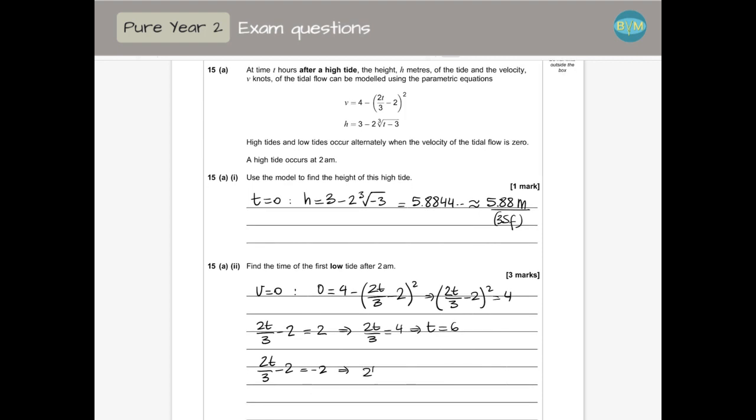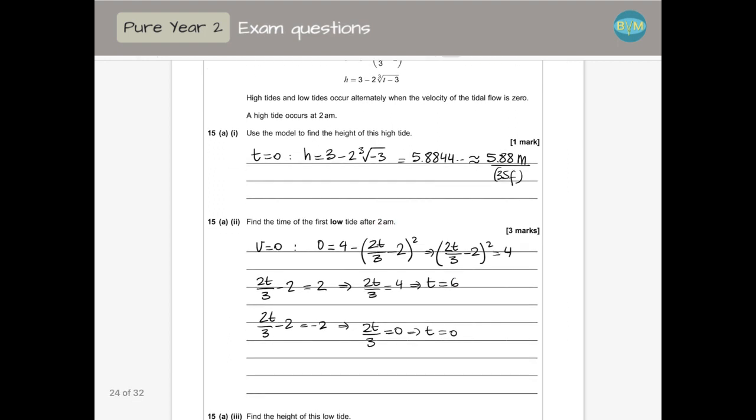When I do the other one, I have 2t divided by 3 is 0, which means t is 0. So this is telling us velocity is 0 when t is 0, at the beginning, because I have a high tide, and then 6 hours after, my low tide is going to happen when t is 6. To find the time, it is going to be 6 hours after 2 a.m. So the time is going to be, sorry, 6 hours, not 8. So it's going to happen at 8 a.m.